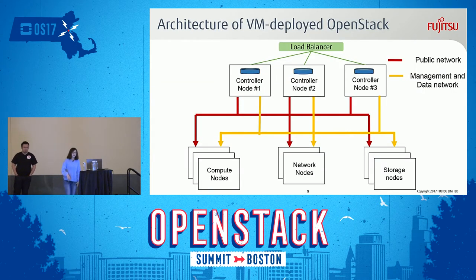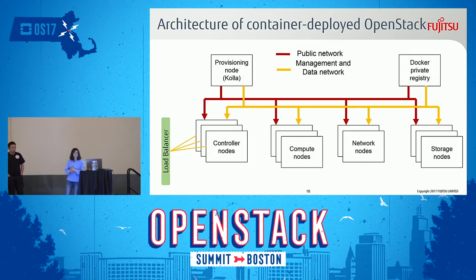Starting from here, we will explain how we try to test rolling upgrades in our two deployments. In our VM-deployed OpenStack, we have a very typical three controller nodes running in active-active mode, and then we have three compute nodes, two network nodes, and three storage nodes. The active-active controllers run behind a load balancer and a virtual IP. In our container-deployed OpenStack, the architecture of OpenStack itself is basically the same, but we are using an OpenStack official project called Kolla to do the container deployment.